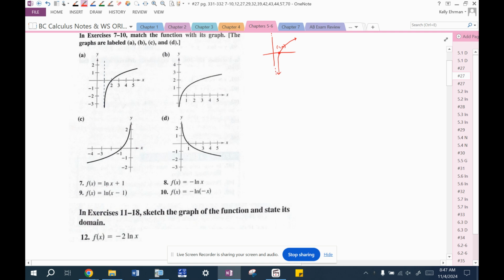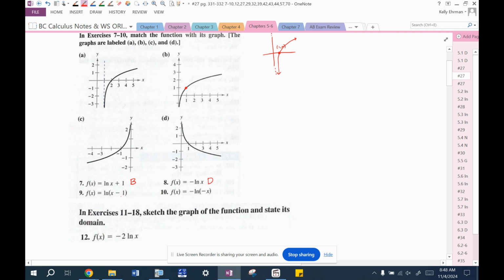So for number 7, I should be looking for a graph that's been shifted up 1 unit, so it should have a point at (1, 1). So that looks to be B. Number 8, negative natural log of x is the y-axis reflection of this. So it should still be going through (1, 0), and it should be a decreasing function, so that's D.